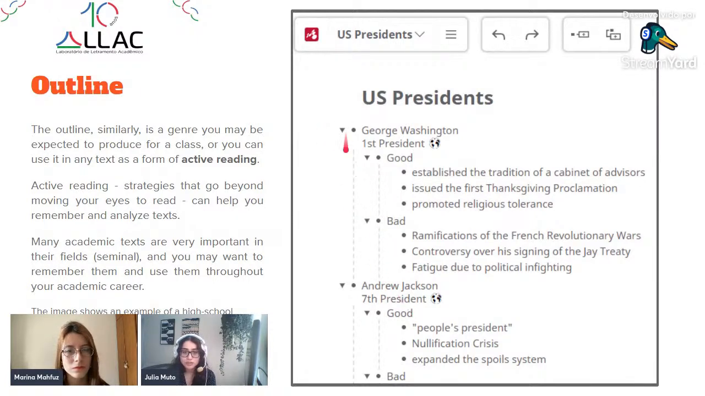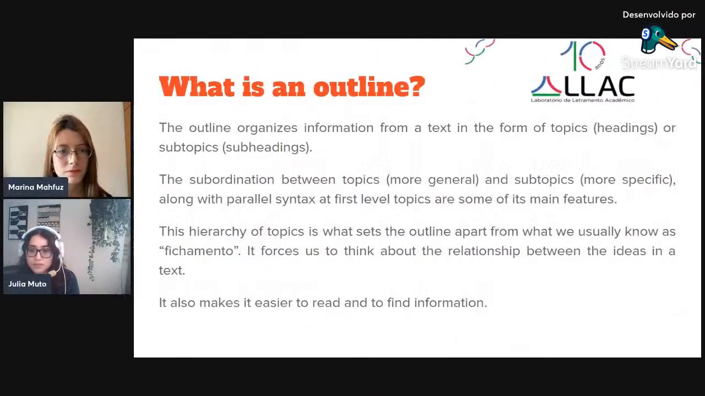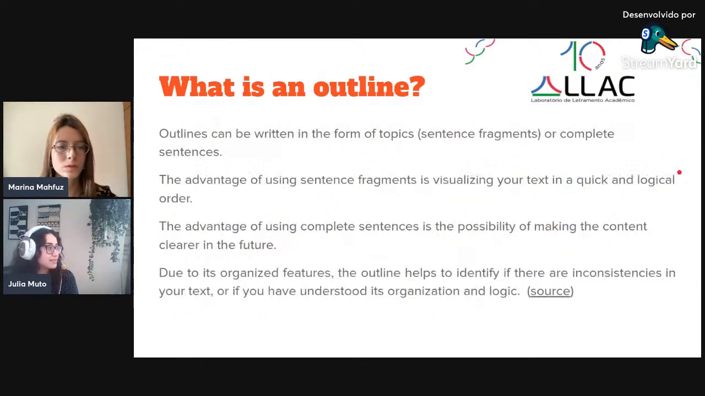So you know, for example, if you're looking for information about Andrew Jackson, that you don't have to read the information about George Washington. You can come here. And then if you want to know what you consider to be good about Andrew Jackson, you can read this, and you don't have to read the bad part necessarily, right? So that's the convenience of outlining. Yes, exactly. We have more information, I think. Yes.